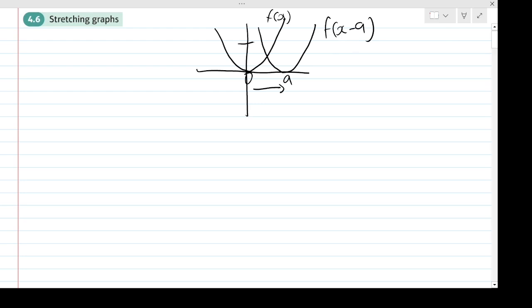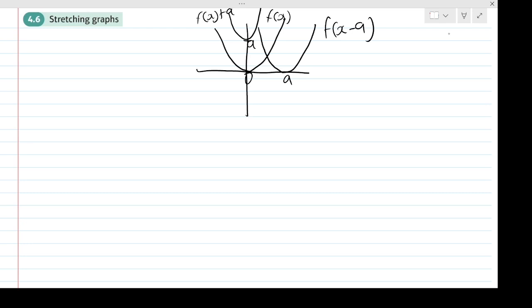And likewise, I could also instead move up and down. So if I wanted to then move up, say by a amounts, it would then be a there, and we said that this would be f of x plus a instead, where we add a to the y, which allows it to move up by a. So that was translations.